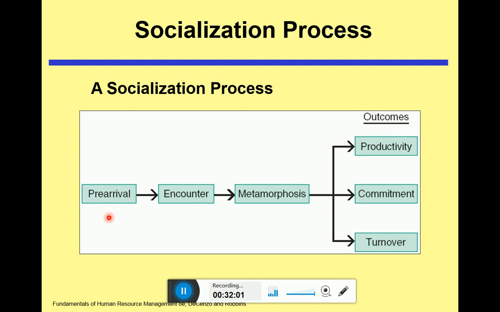It simply means it starts from the pre-arrival stage to the encounter stage, and encounter to the metamorphosis stage. And here in the metamorphosis stage, the individual will have the following outcomes. The person will be productive, the person's commitment rate will be high, and if the person is not satisfied or the organization is not satisfied, the next outcome will be removal from the organization. So the whole process is simply known as the socialization process.